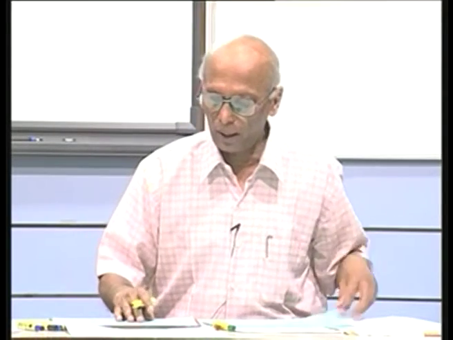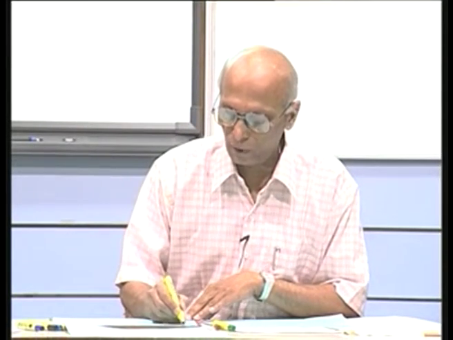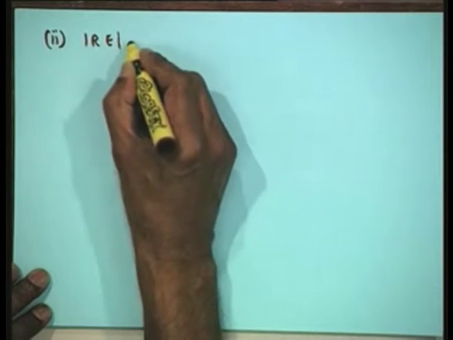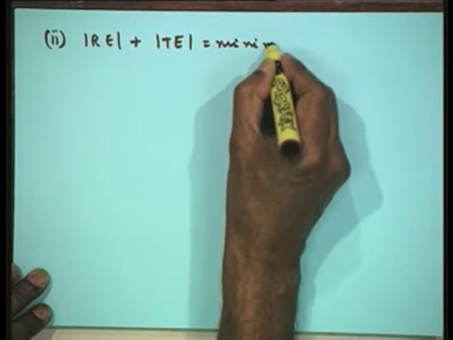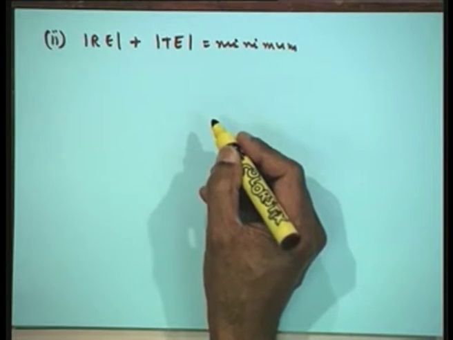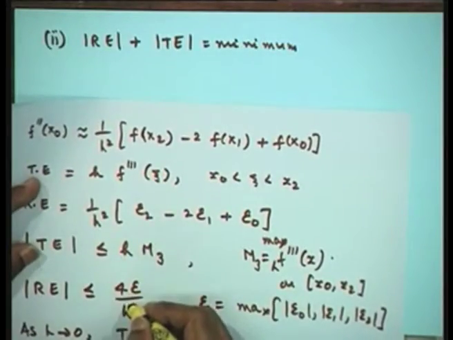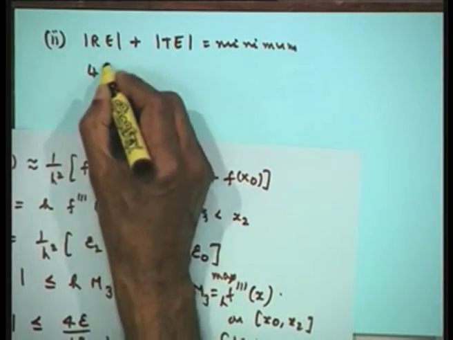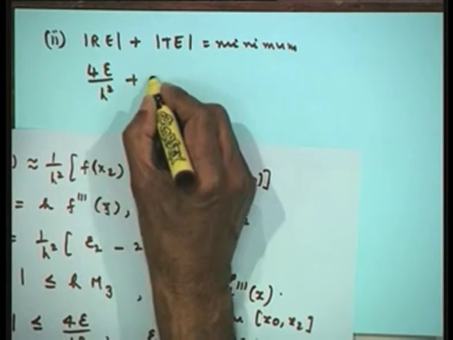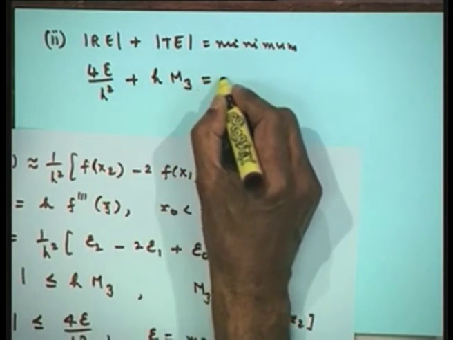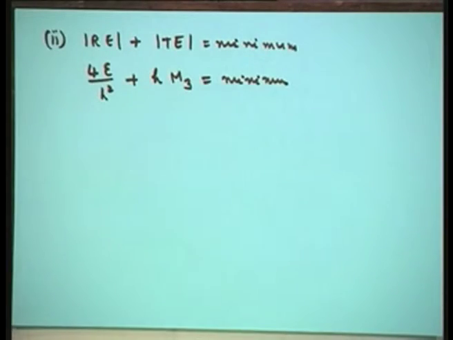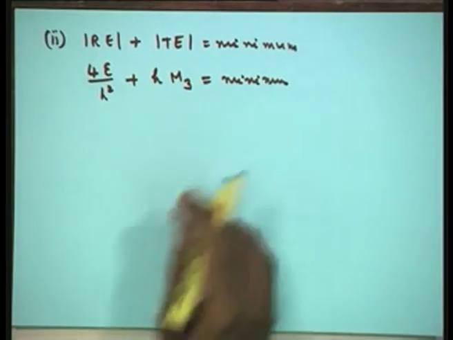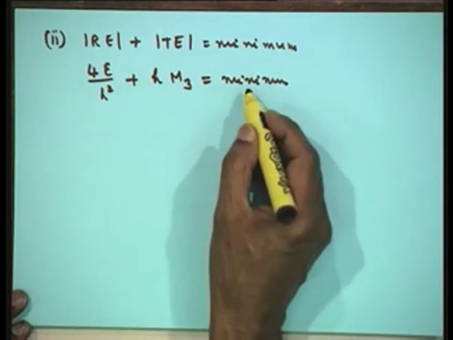Now, I leave this as an example for you. Let us look at the second part. The second way of looking at it is that the magnitude of round off error plus the magnitude of truncation error is minimum. Therefore, I can add these two quantities and minimize it. So, I will have 4 times epsilon upon h square plus h times M3 is minimum. So, I can differentiate with respect to h and then find the minimum value.